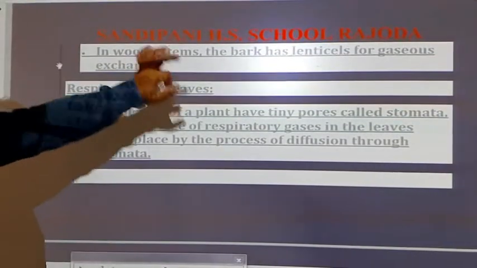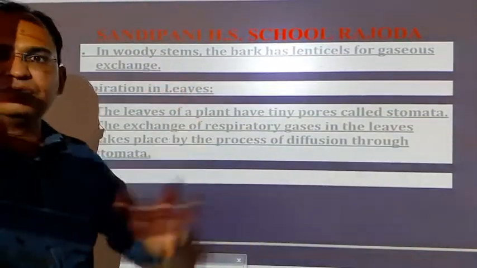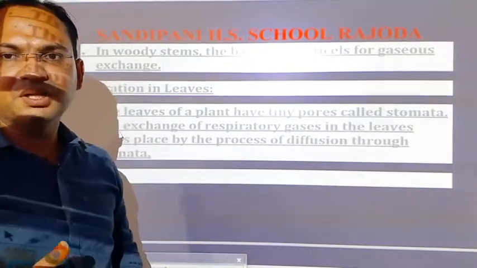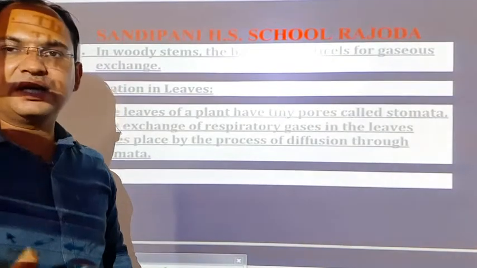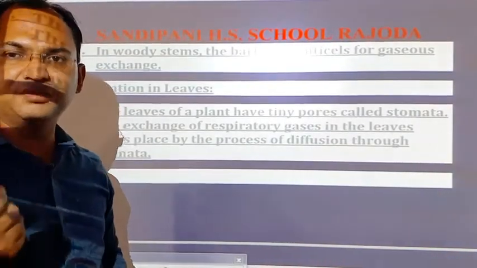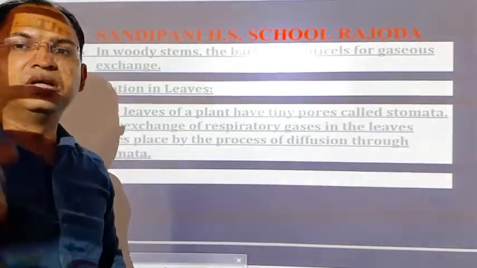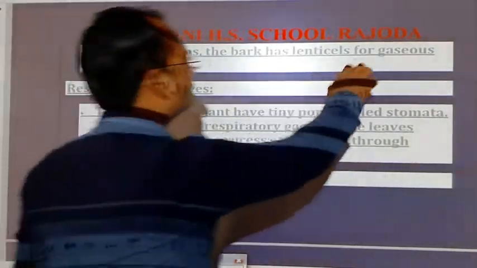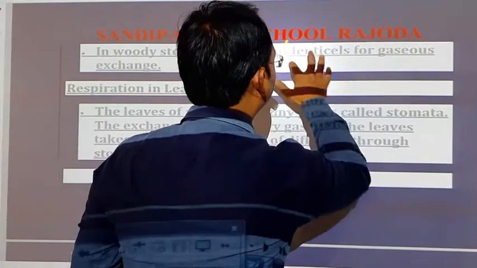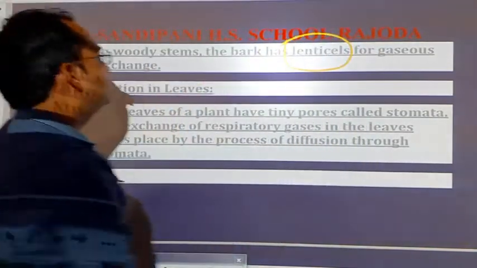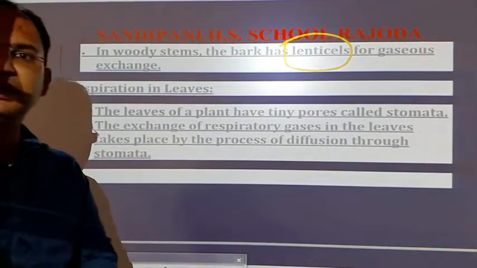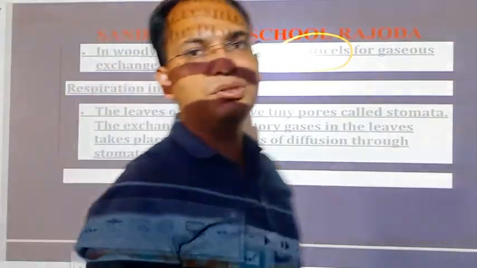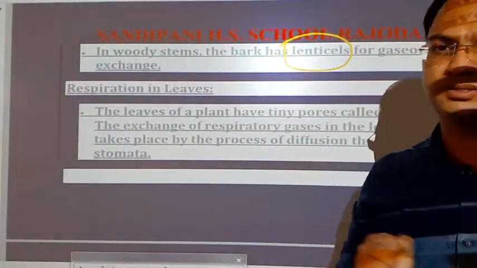In woody stem, now the stem whose wood is very hard, instead of stomata, it has some special type of pores or cells which are known as lenticels. See here, instead of possessing stomata, they possess lenticels for gaseous exchange, and in woody stems, the gaseous exchange takes place through the lenticels.